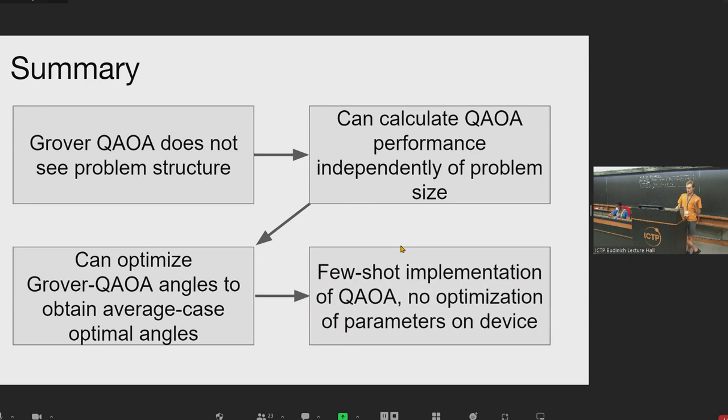And this would facilitate a few-shot implementation of QAOA, where you've already found your optimal angles, and therefore we can just sample from a quantum computer the good solutions to the problems we want to solve.